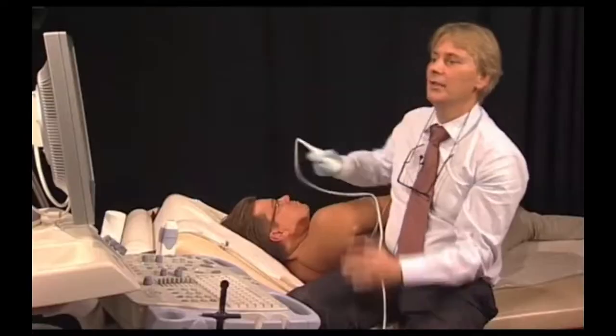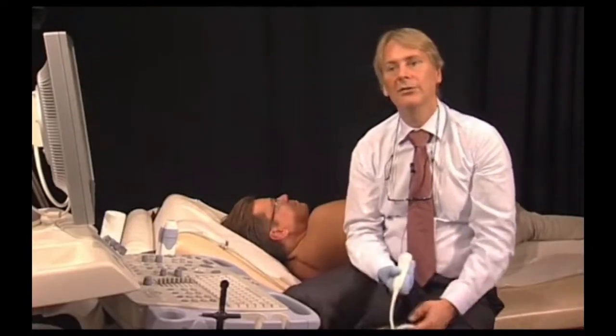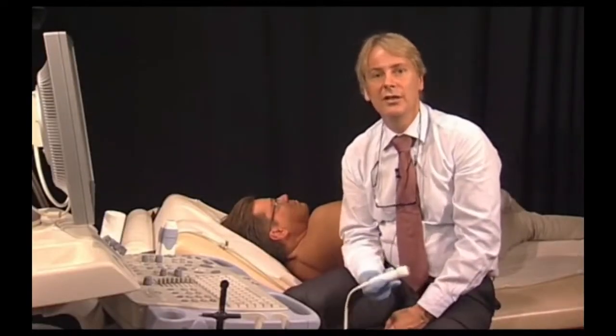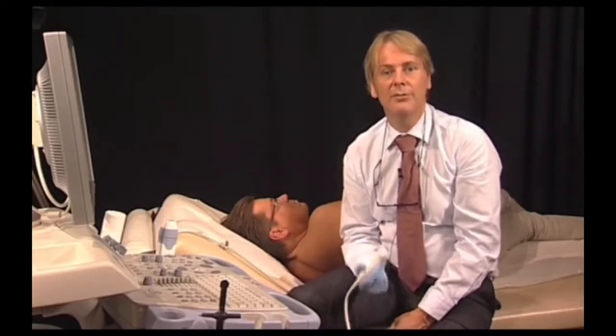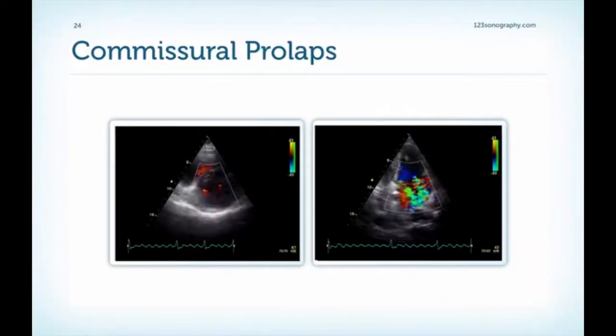So in summary, this is a maybe mild to moderate regurgitation where the origin is from the posterior medial aspect, so it's a commissural problem of the posterior medial commissure. So here's how you can detect such jets.